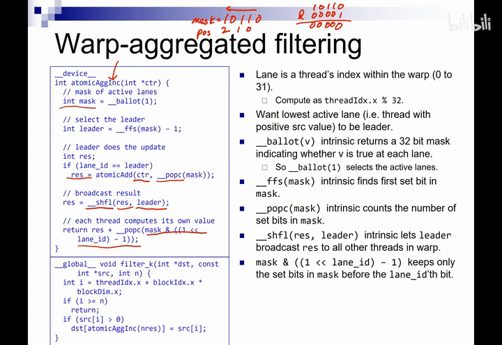So the 1 shifted by lane ID. Oh, I forgot to say this: the lane ID. Each thread has an ID within the warp. For example, this is the first thread within the warp, so he's got a lane ID of 0. This guy's got a lane ID of 1, 2, 3, and 4. So the lane ID is just basically which thread are you within the warp.